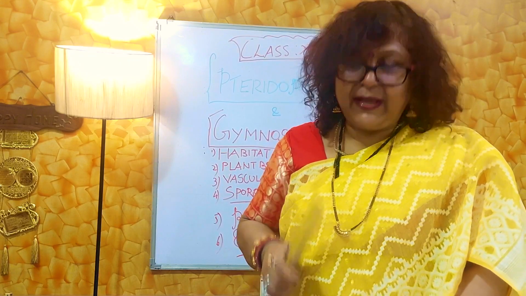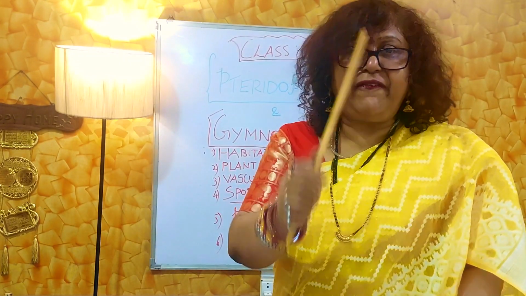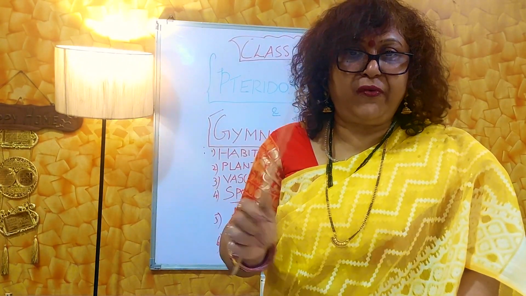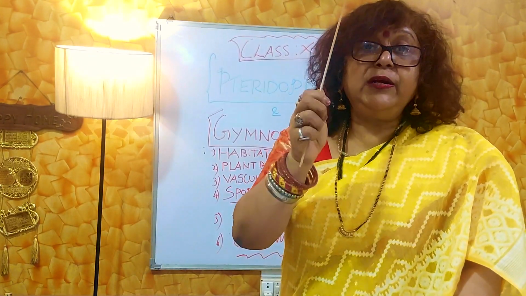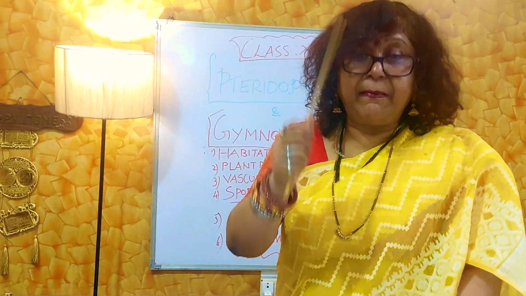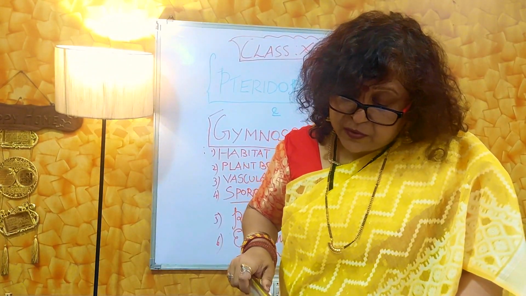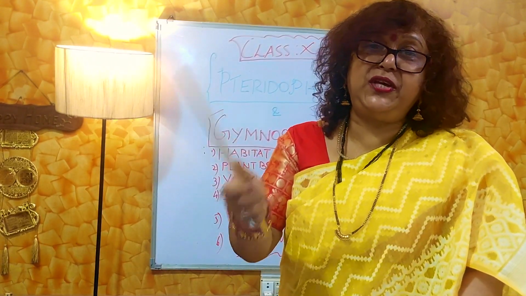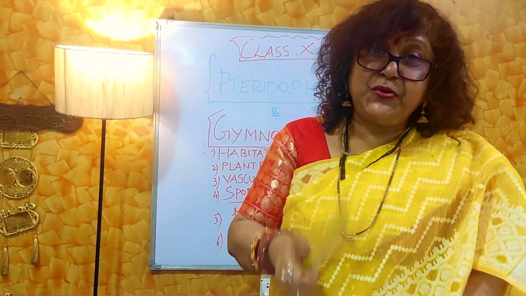Now the plant body is a sporophyte. It is very well differentiated into root, stem and leaf. Okay. Then it has two types of roots here. It has mycorrhizal roots and it has coralloid roots. The mycorrhizal roots means fungi are associated with them.